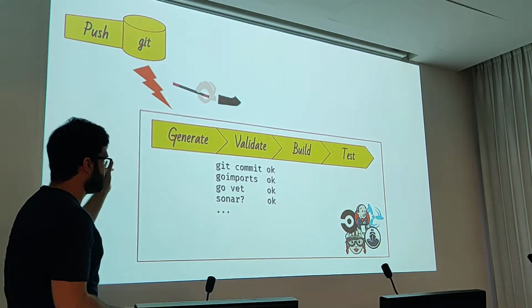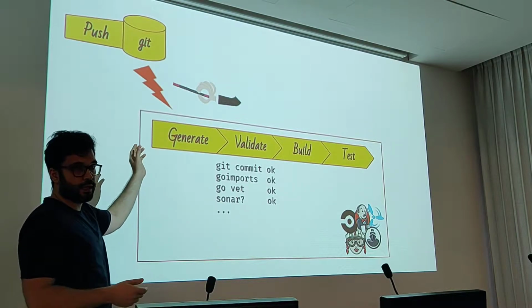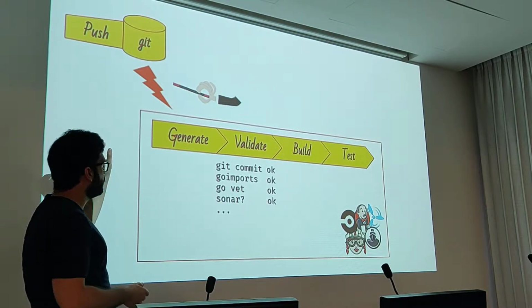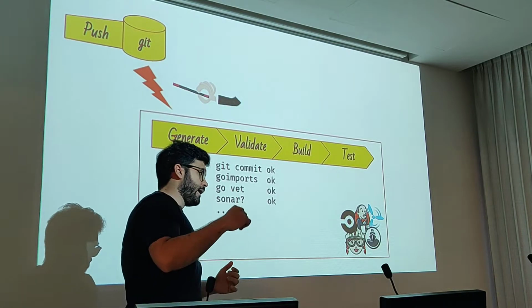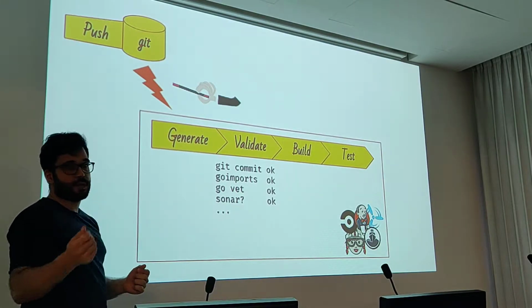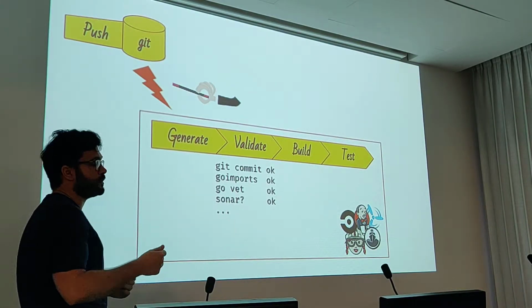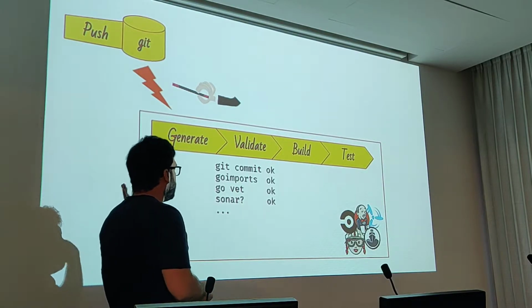So in this case, we are talking about a Go tool. The first thing we do when we push is running go generate, which is going to be running, for example, the generation of gRPC clients, or the generation of documentation. And then we run a validate step.